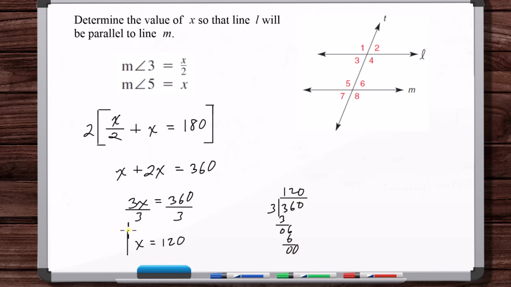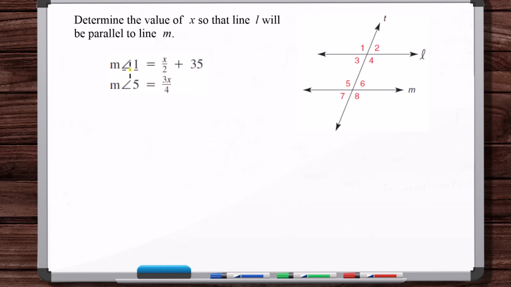Yes, x needs to be equal to 120. Okay, they give us a relation between angles 1 and angles 5. Those are corresponding angles, top left, top left. So these angles, their measures need to be equal for lines L and M to be parallel.